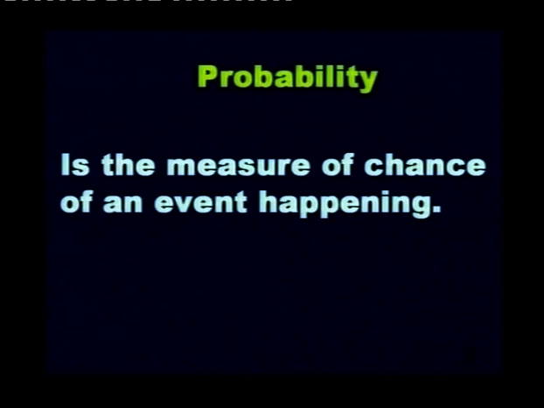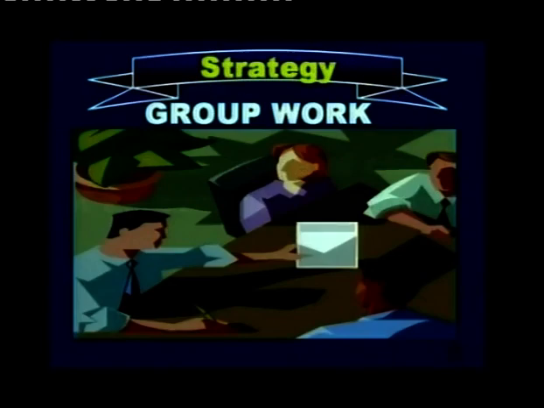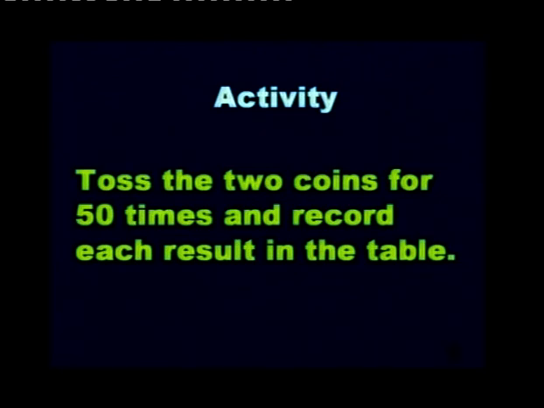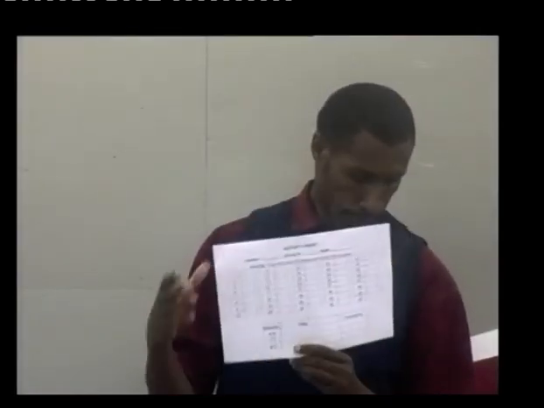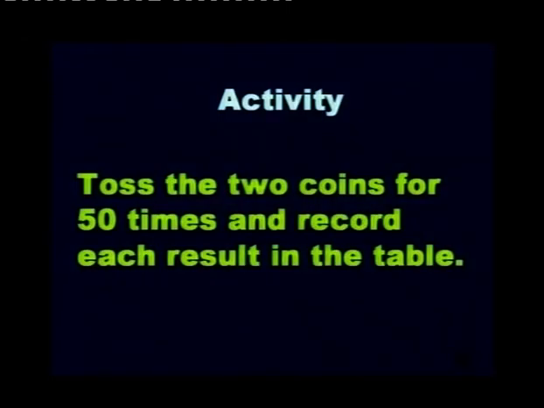Okay, it shouldn't take you that long. Finish copying. The strategy that we will be using is group work, and the activity is toss the 2 coins for 50 times and record each result in the table. Receiving teacher, if you have made record of what materials to prepare for the next lesson, I hope you have prepared an activity sheet like this. For the model class, I'd like the runners to come up and get the activity sheet.